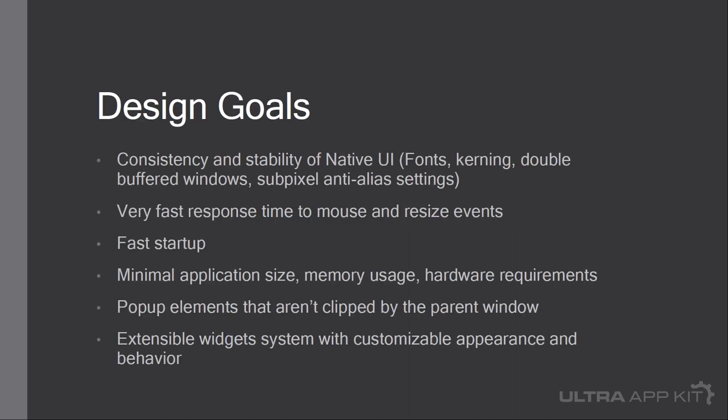What does that mean? Let's break that down. We want consistency and stability of the native UI, like fonts, kerning, subpixel anti-alias settings. We want all of that to match what we see across the user interface. We want very fast response times to mouse and resize events. We want the application to start fast. Everything else aside, we prefer minimal application size, minimal memory usage, and minimal hardware requirements. We can raise those if we need to, but we don't want to unless there's a good reason for it.